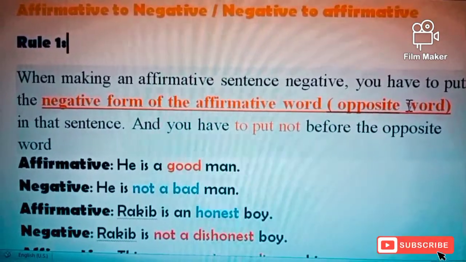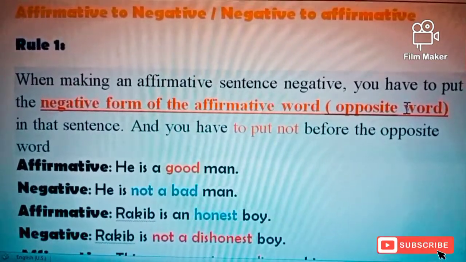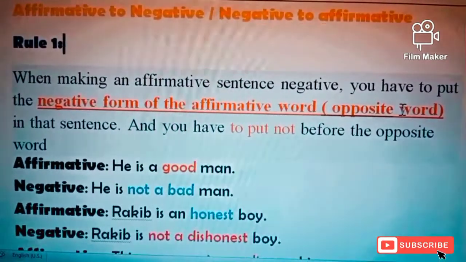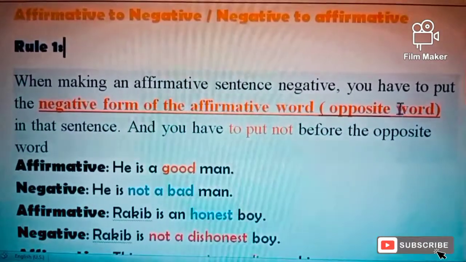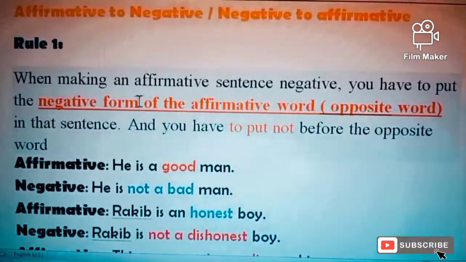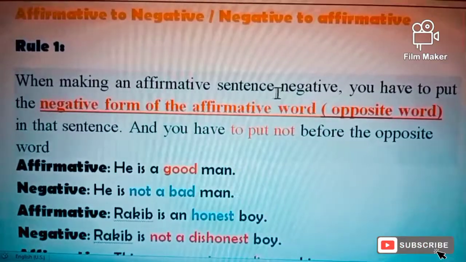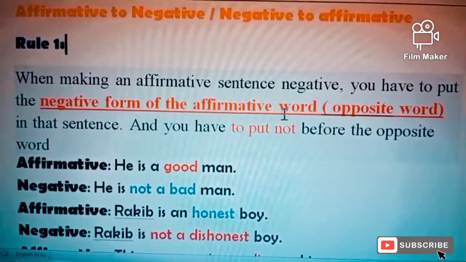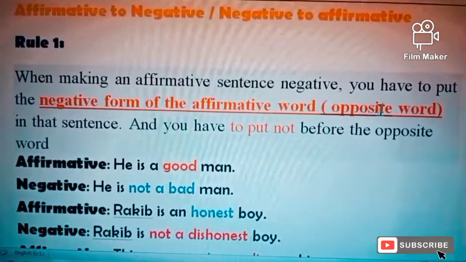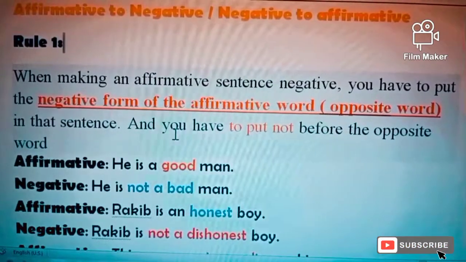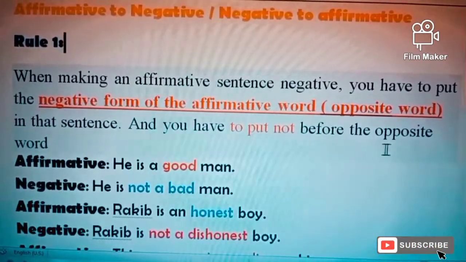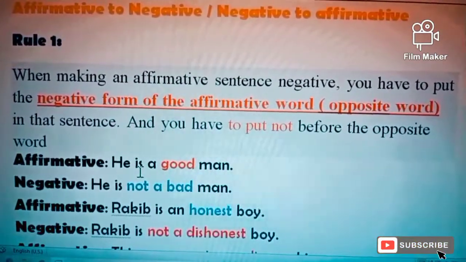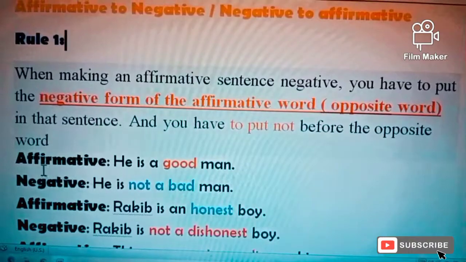We have already discussed this in a proper and detailed way. Let's try to revise with a few important rules. Rule number 1, that's the most basic. It says that when we are converting an affirmative sentence into negative, you have to put the negative form of the affirmative word, that is the opposite word, in that sentence, and we have to put not before the opposite word. That's a basic rule. Let's find out with the help of a given example.